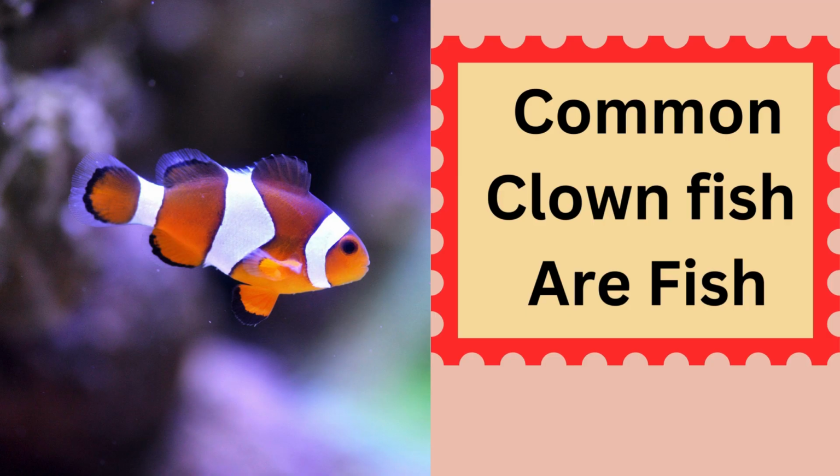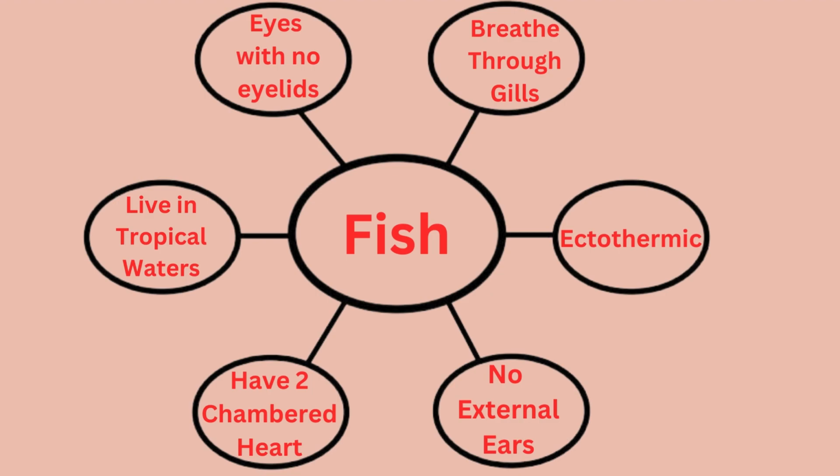Common clownfish or fish. Characteristics of fish. All fish have eyes with no eyelids. They breathe through gills. They are ectothermic, which means they depend on external sources of heat like sunlight. They have no external ears but have 2 chambered hearts. Common clownfish live in tropical waters.